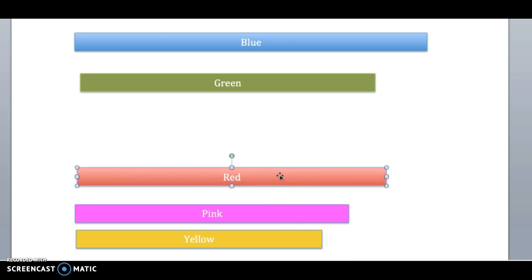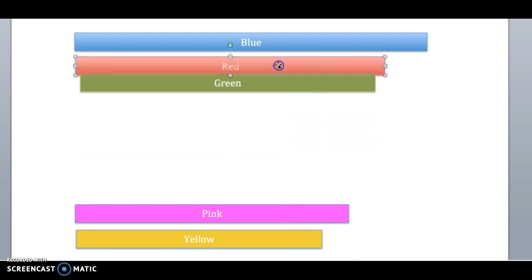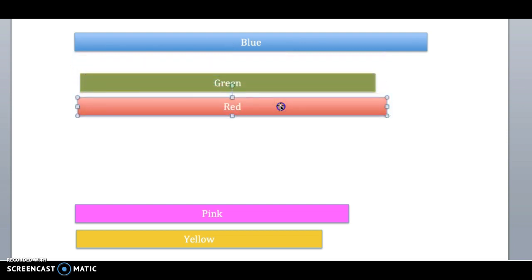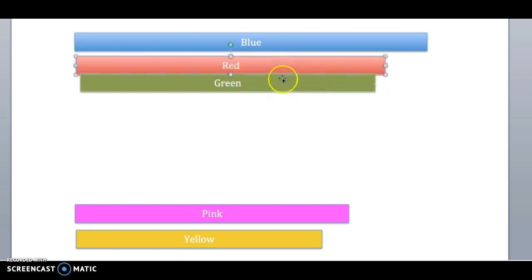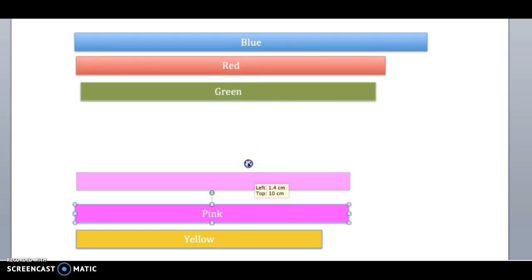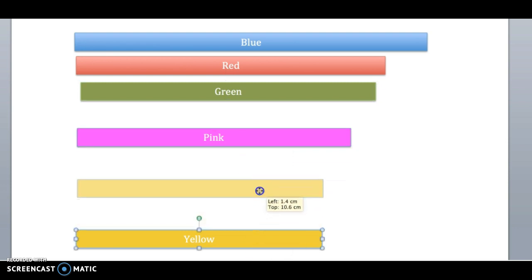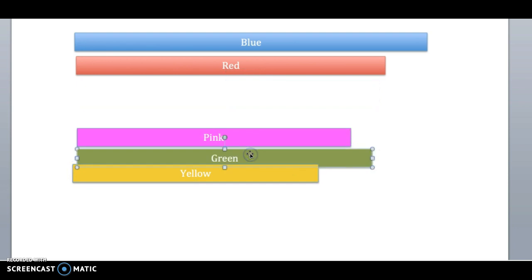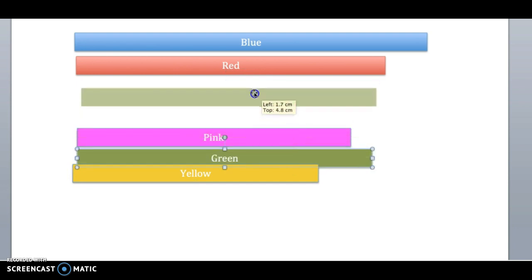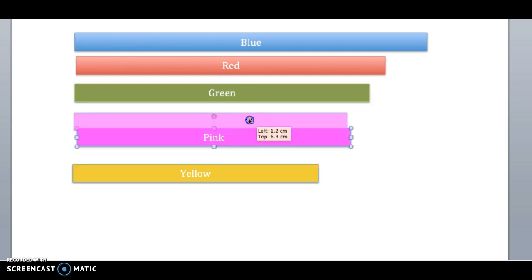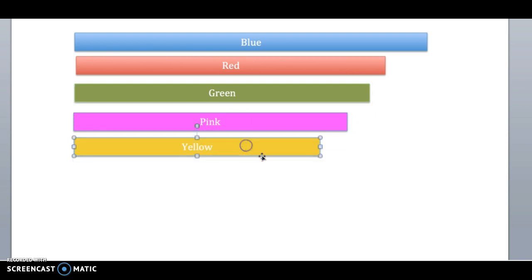Now let's have a look at red. Alright, is red longer than blue? No. Is red longer than green? Yes. Okay, so red is second. Alright, now we've done green with blue, and we know green is shorter than red. So let's compare and just see if green is longer than pink. So green is longer than pink, which must mean we don't need to do yellow because we already found out yellow is shorter. Okay, so now we have our order.